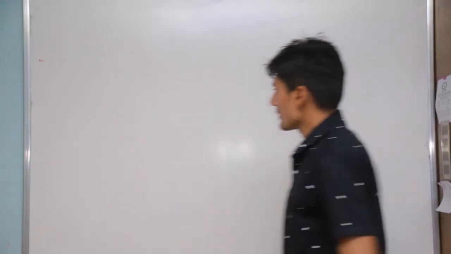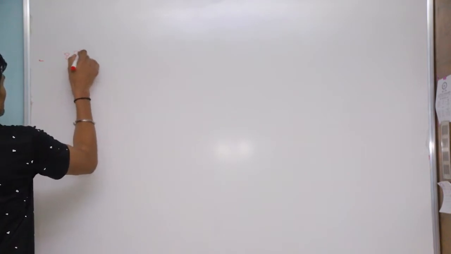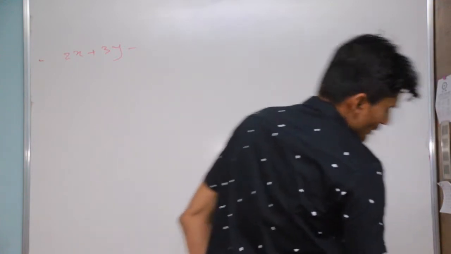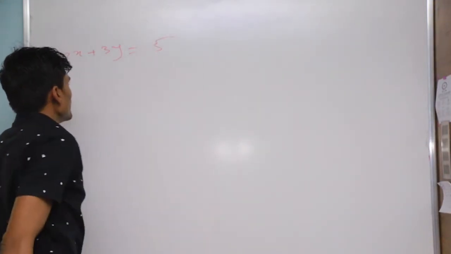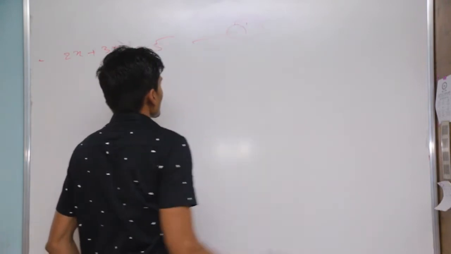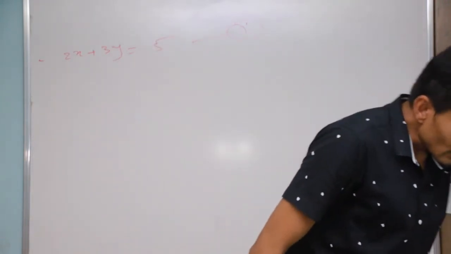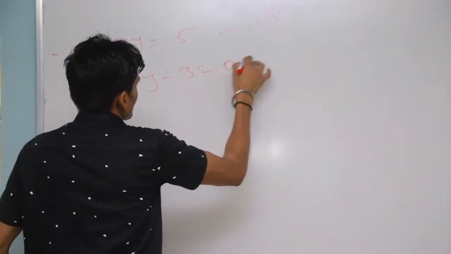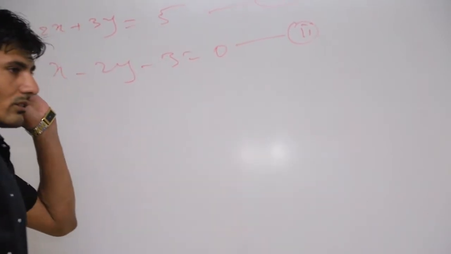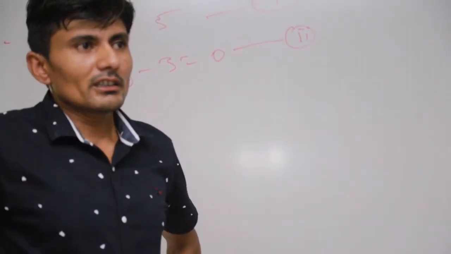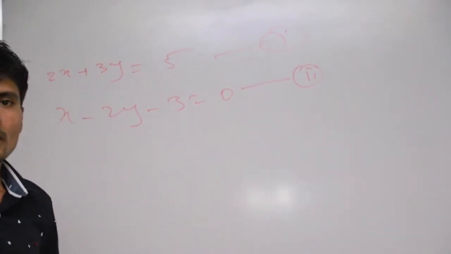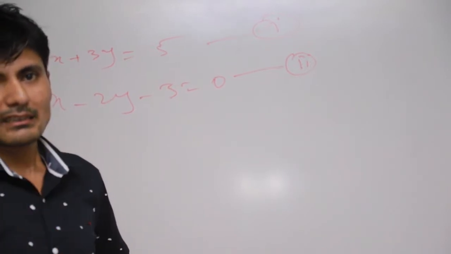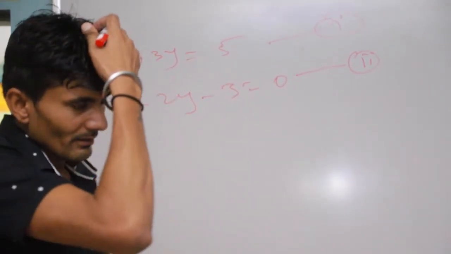For example, 2x plus 3y is equal to 5. That is equation number 1. And x minus 2y minus 3 is equal to 0. That is equation number 2. Now we have to solve equations 1 and 2 and find the values of x and y. Then we have to show those coordinates on the graph paper.